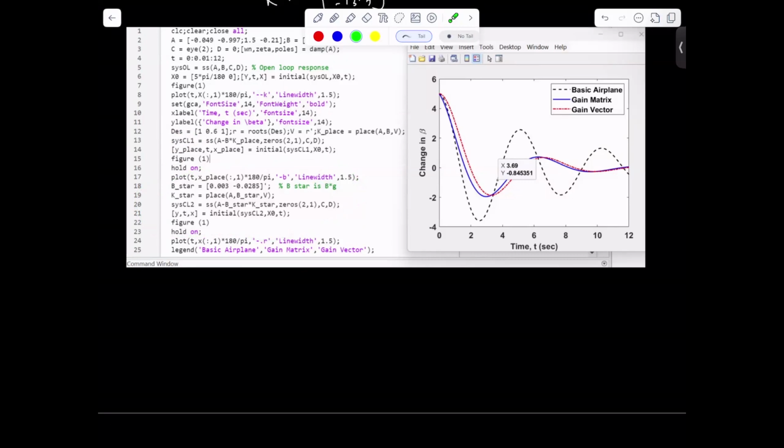So let's stop it here. We'll continue in the next lecture on how we can design a stability augmentation system for the full lateral motion dynamics of the aircraft, and also we'll be assuming multi-input conditions.